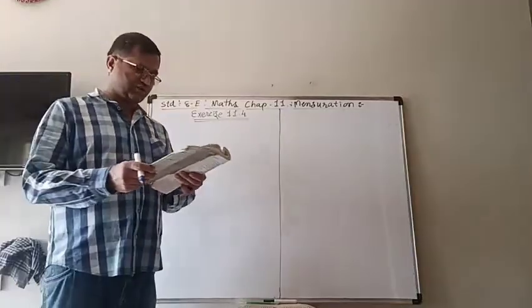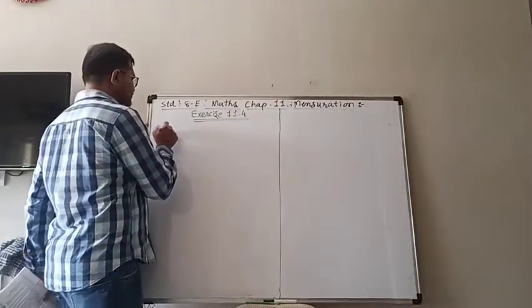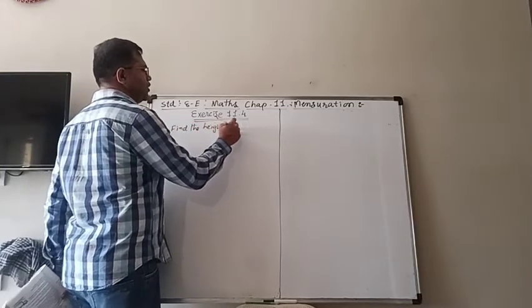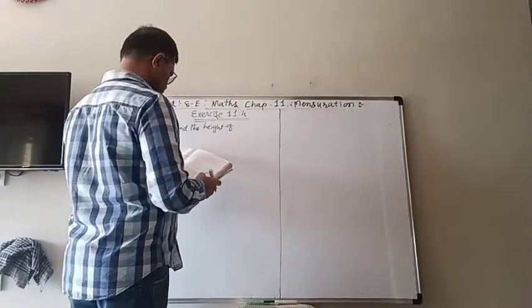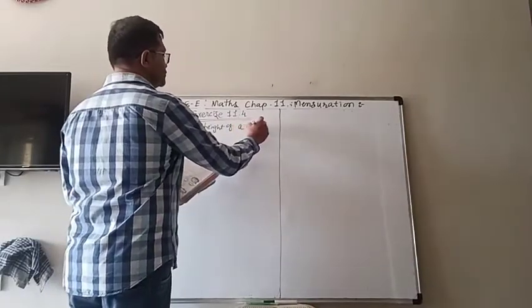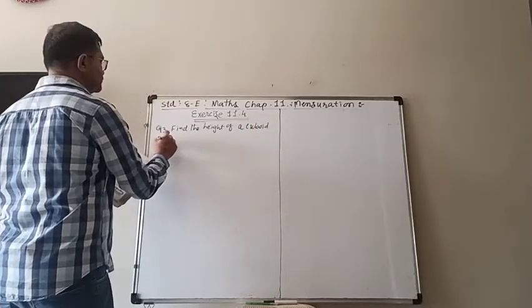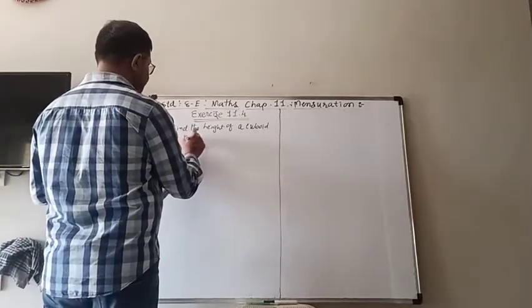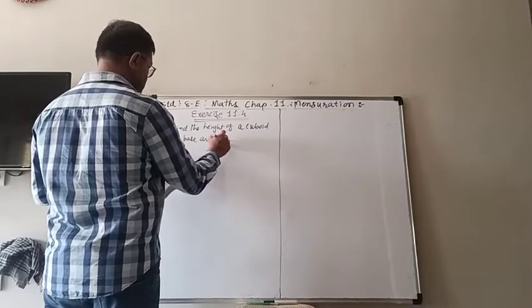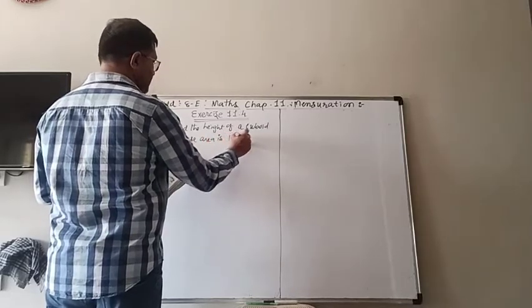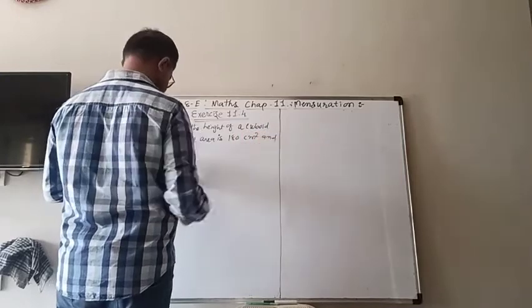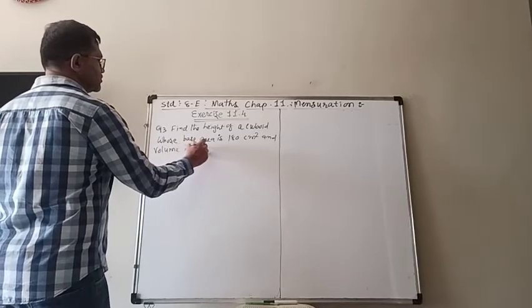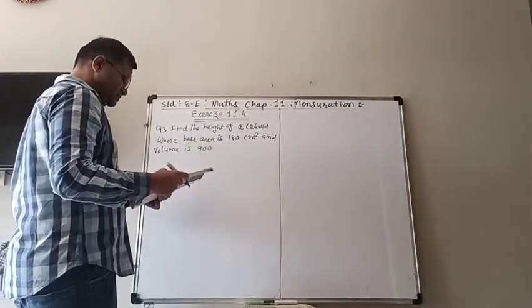Now third question. Find the height of a cuboid whose base area is 180 centimeter square and volume is 900 centimeter cube.